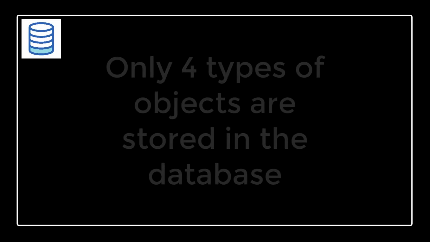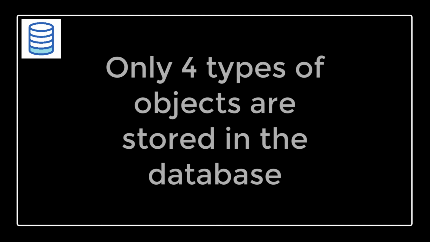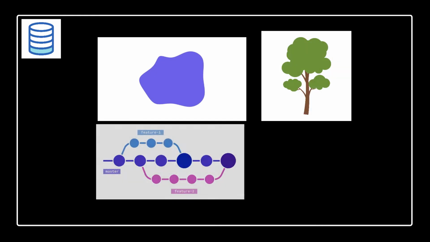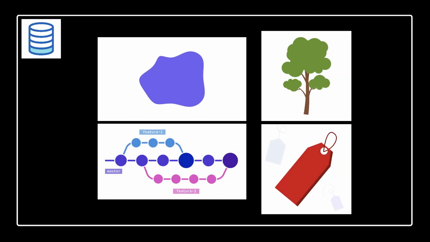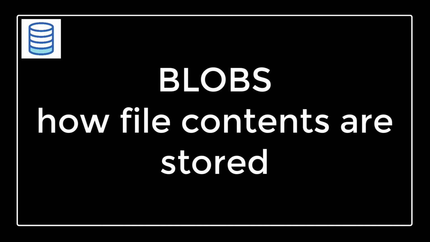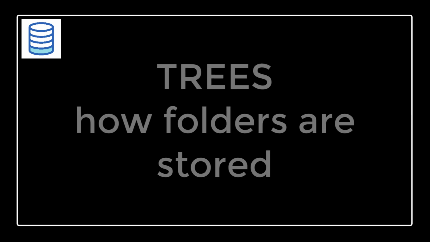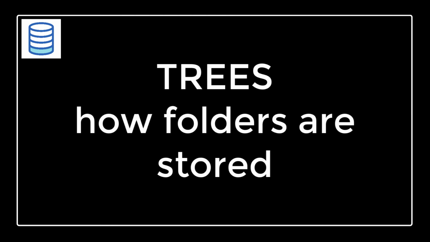So now that we've seen examples of all the object types stored in a Git database, let's summarize our findings. Git stores all the snapshots of our project in a local database. This database stores all snapshots via 4 object types: blobs, trees, commits, and tags. Blobs are how file contents are stored. Trees are how folders are stored.